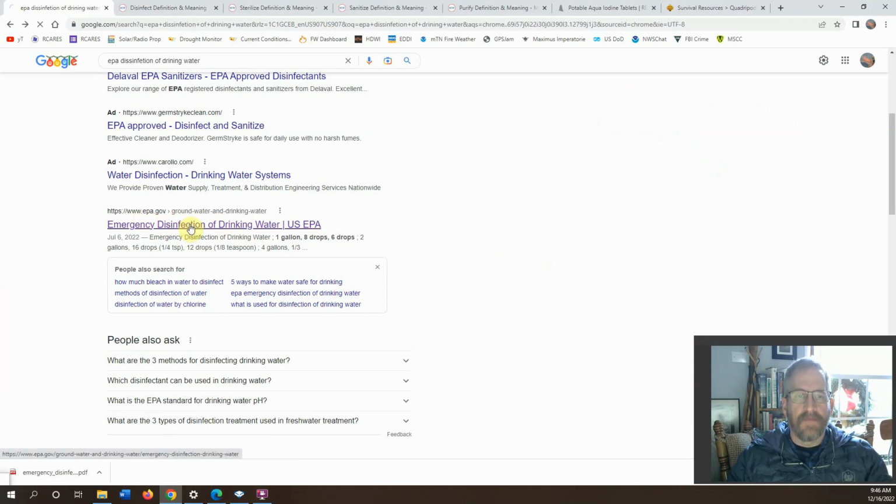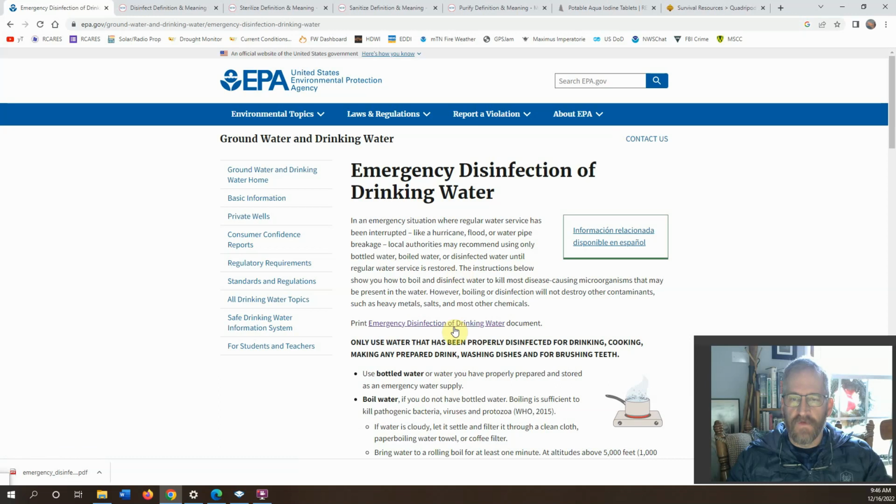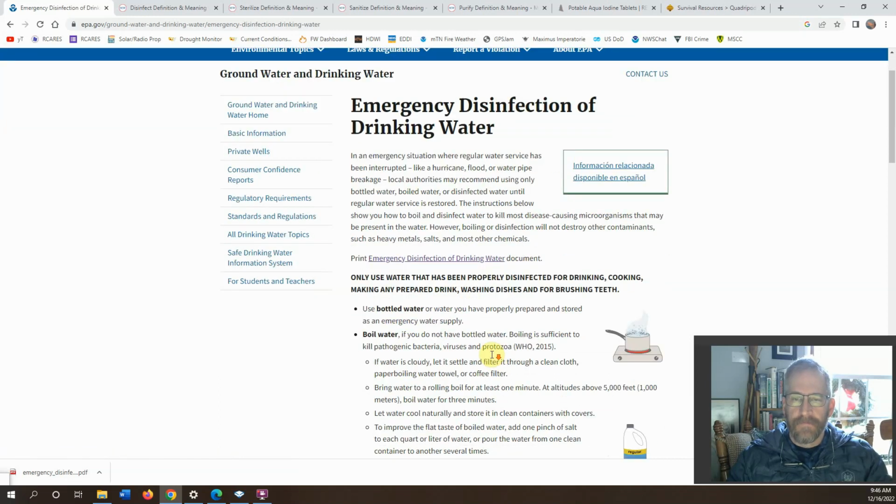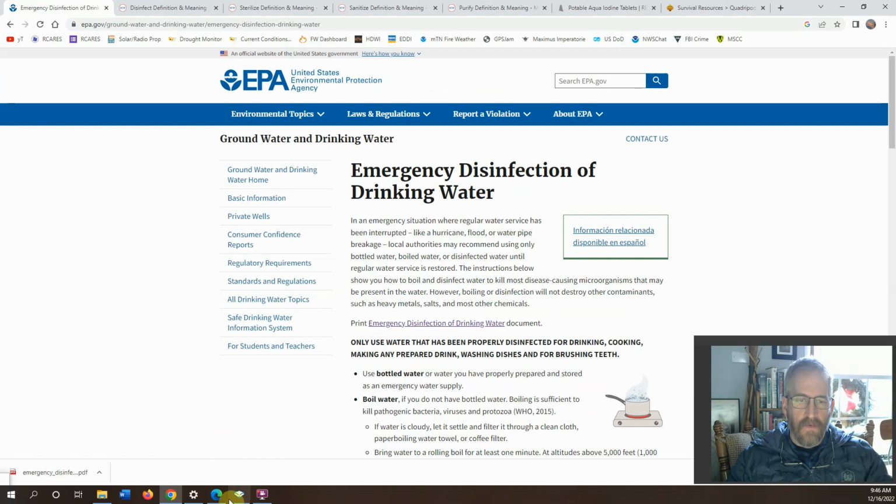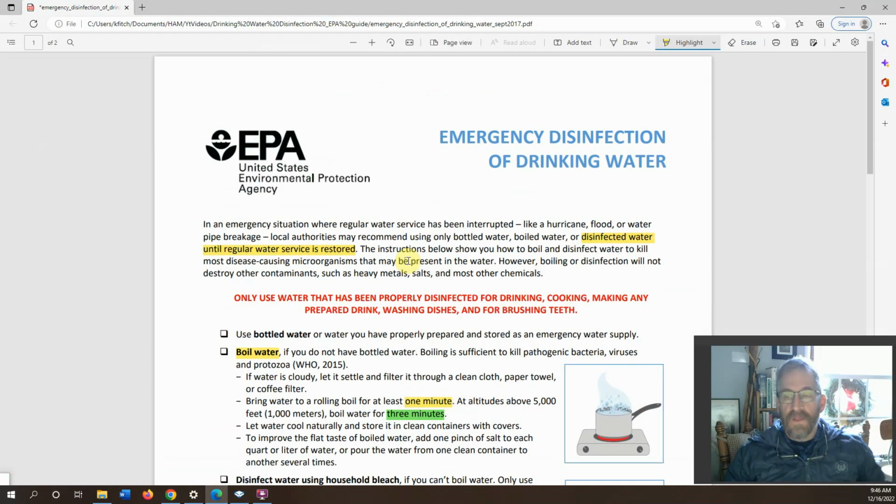If you go to the website, you can read the information yourself. You can also download this PDF of it. So it's here in web form. We'll look at the PDF. When you download this, make sure you print a copy of it. We have a copy of this pinned up in our laundry room where we keep our bleach in case we have to make some safe drinking water. So this document kind of outlines what to do.